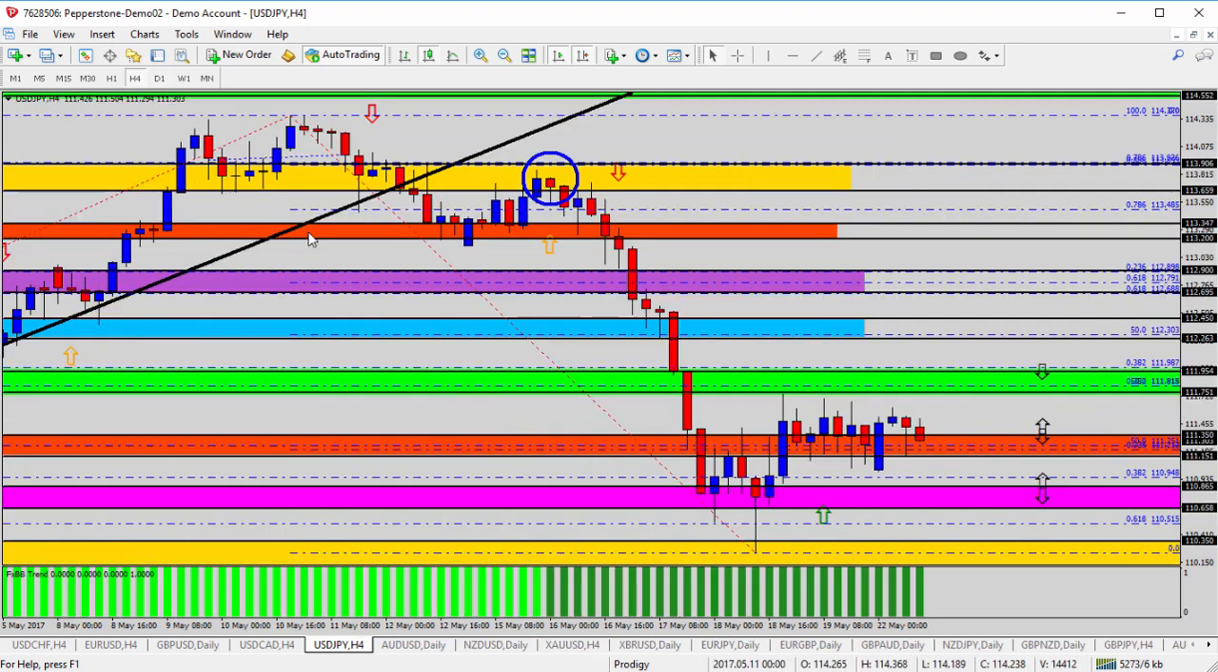Let's take it down to the 4-hour time frame. Look at this area right here. We're just kind of stagnant on top of the orange shaded area. I would say as long as it's on top of the orange shaded area, it'd be difficult to sell it.